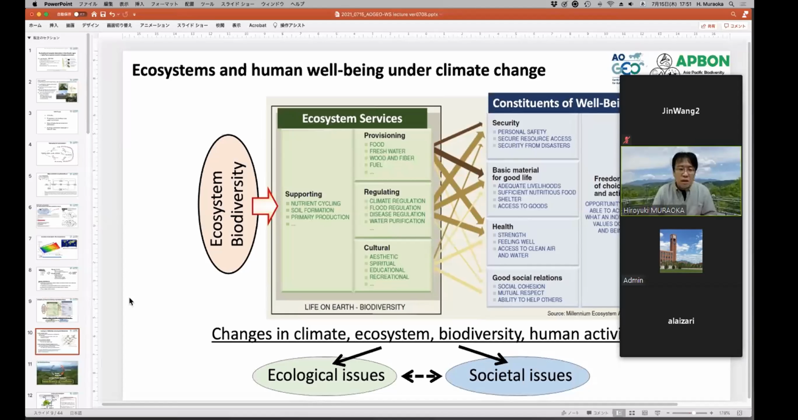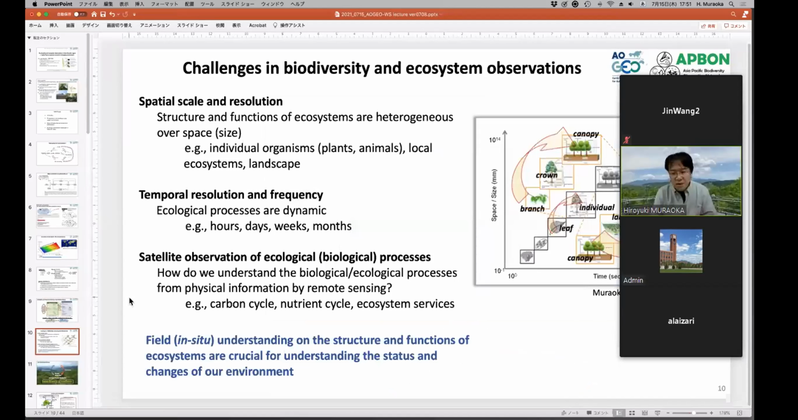So challenges in biodiversity and ecosystem observation could be listed as here. I understand many of you are interested in using satellite remote sensing for the environmental sciences, or trying to deliver your scientific knowledge or information to decision-making processes. We need to think about spatial scale and resolution.